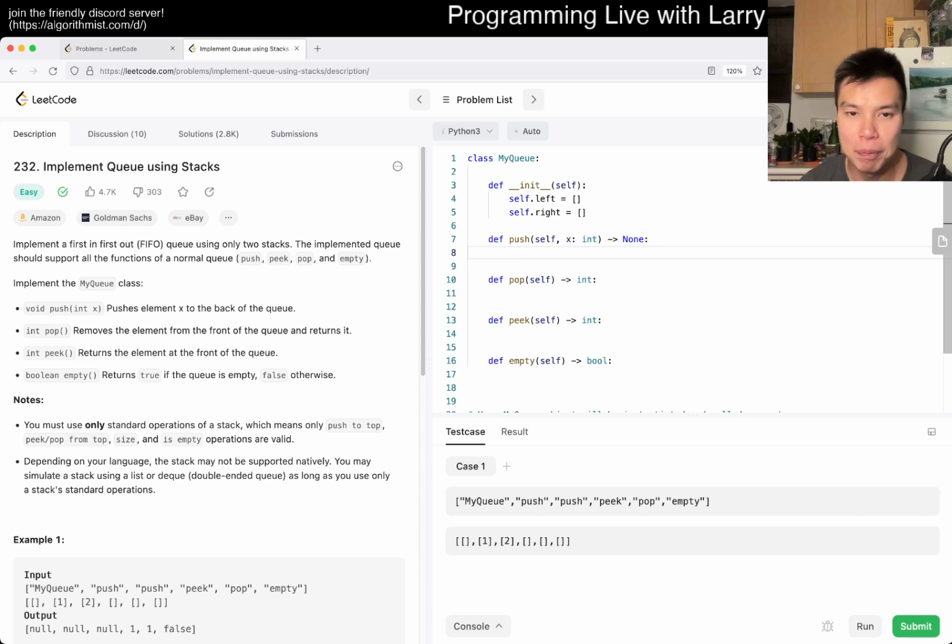Okay, so anyway, we always push to the left, right? Pop, I mean, you can vary how you do it, and as long as you keep track of these invariants, it'll be okay.